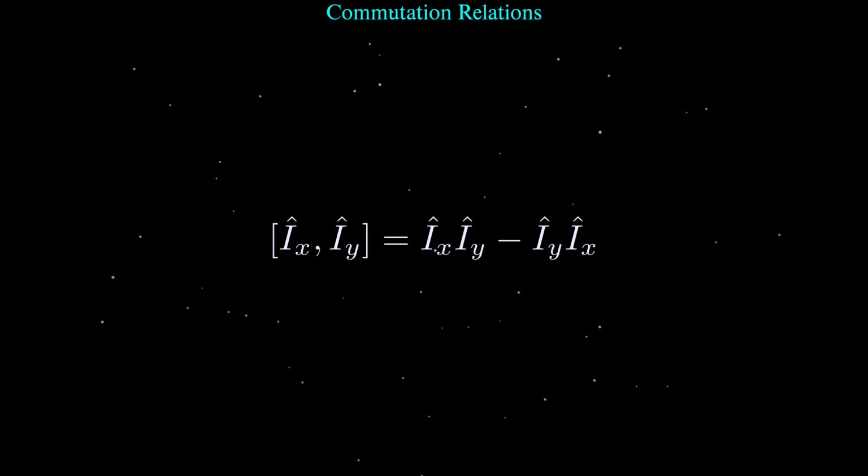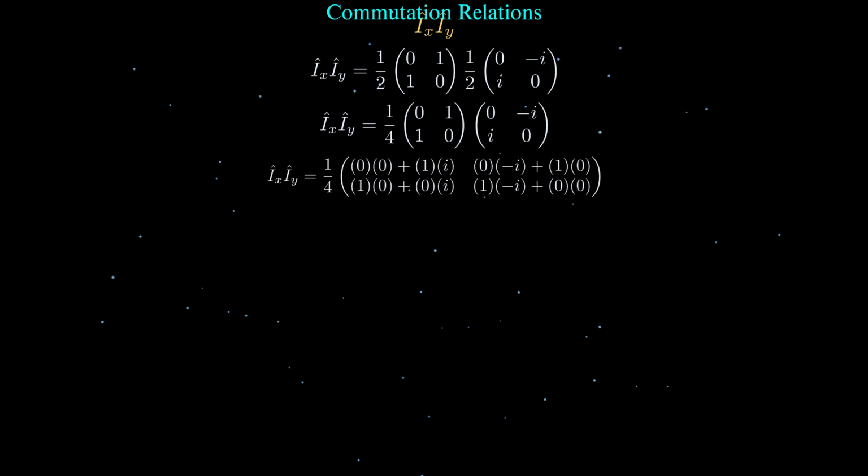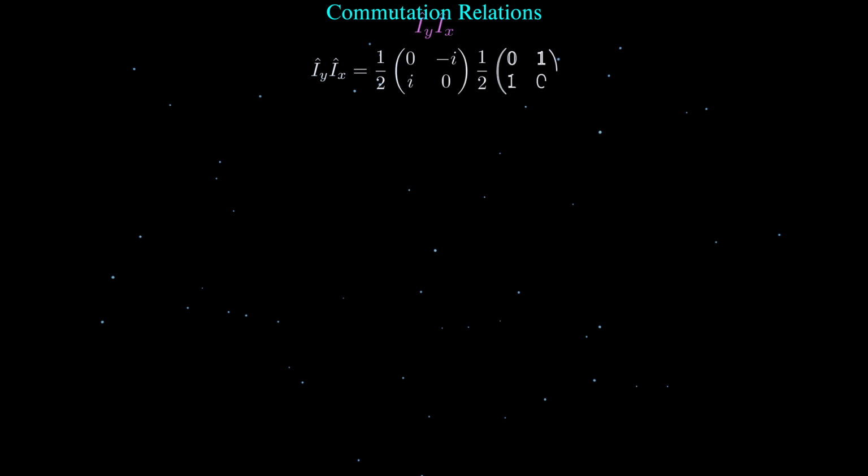The commutator is IxIy minus IyIx. So we need to calculate two products. First, for IxIy, we can pull out the constants of 1/2 to the front and get 1/4 times the product of these two matrices. Now when we multiply row by column, we'll get 1/4 times the 2 by 2 matrix of i, 0, 0, negative i. Now we calculate the opposite order, IyIx.